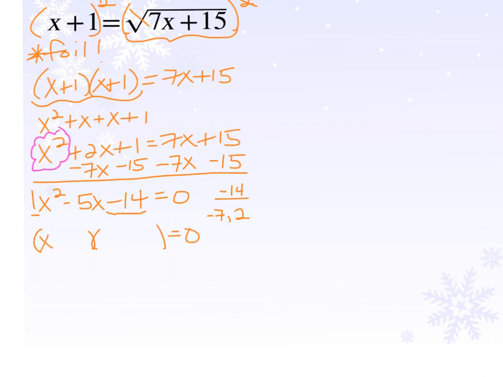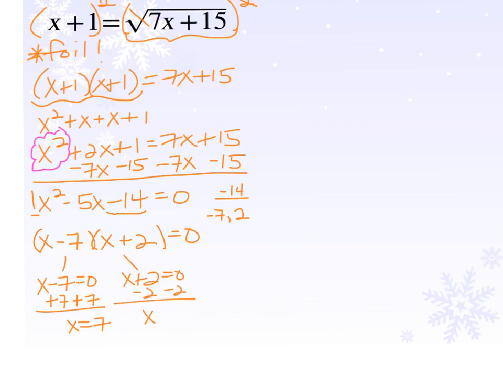X squared would split up into x times x, and we'd have minus 7 and plus 2. Now, applying the zero product property, if we set x minus 7 equal to 0, a possible solution for x is x equals 7. And if we set x plus 2 equal to 0, another possible solution for x is negative 2. Going back to the original problem, though, remember the index is 2. It's even. That means we have to check for extraneous solutions.